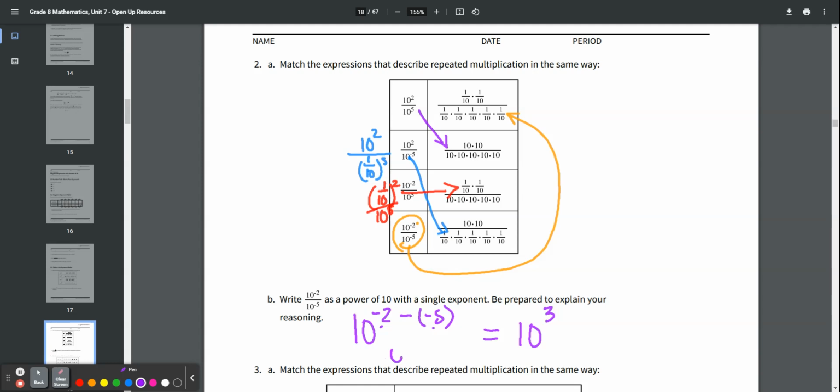What we would recognize with this is the quotient of powers. And with that quotient of powers, we can say that x to the m divided by x to the n equals x to the m minus n. And there's our rule that would support that single exponent rule.